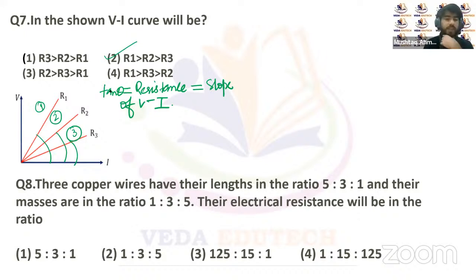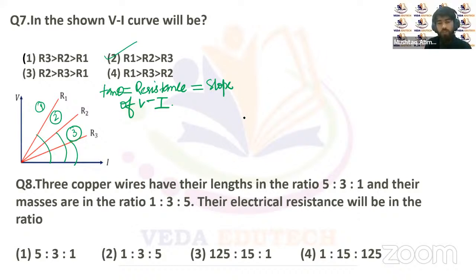In question number 8, we have three copper wires having their lengths in the ratio 5:3:1 and their masses in the ratio 1:3:5. The question is: what will be the ratio of their electrical resistances? We have to find the ratio of electrical resistance.